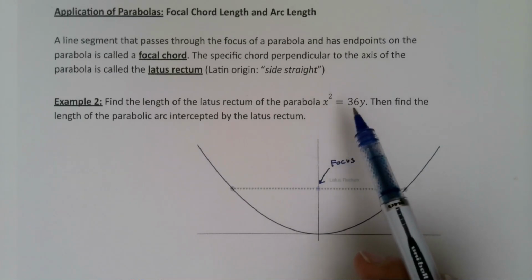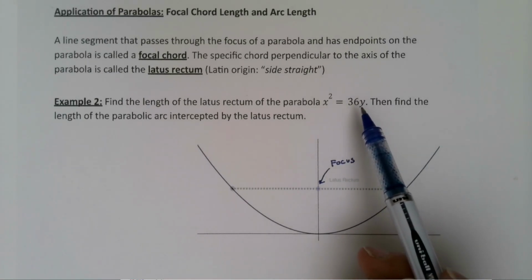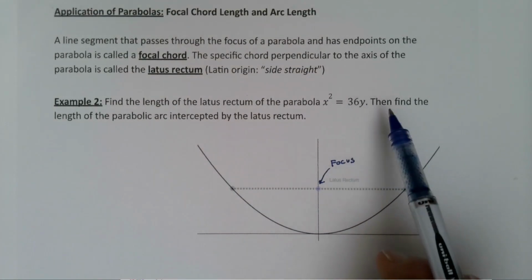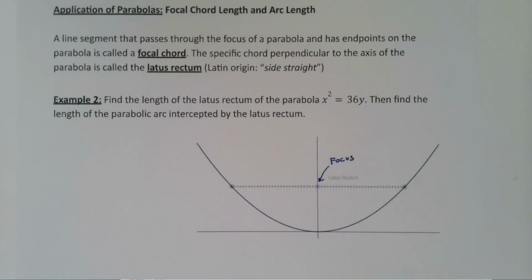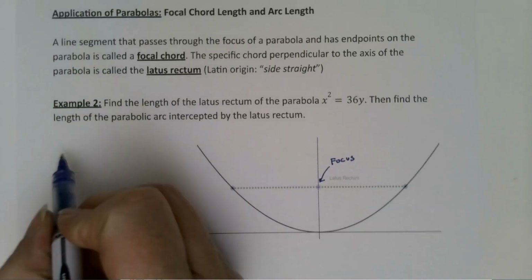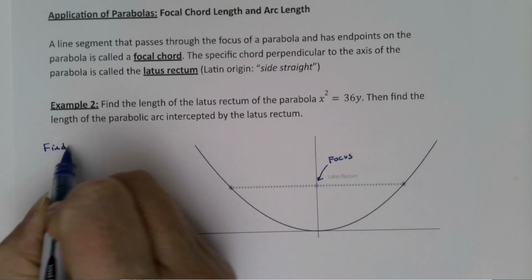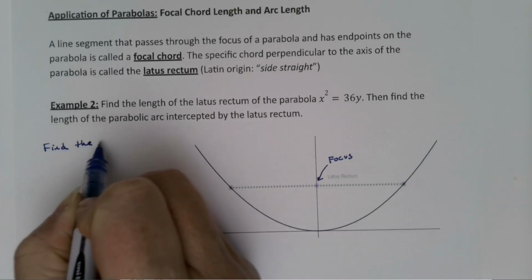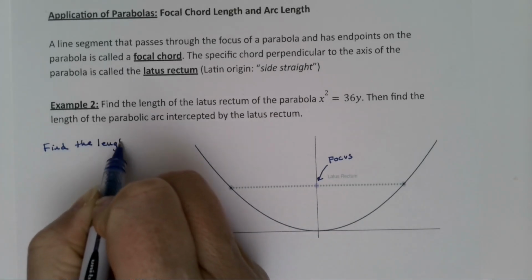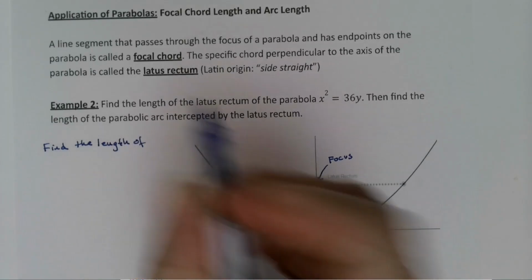X squared equals 36y. Sorry, those of you watching in Spring 25, I changed that, so make it 36y. And then we want to find the length of the parabolic arc that's intercepted by the latus rectum. Okay, so let's start by finding the length of the latus rectum.